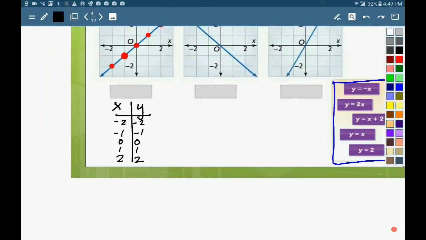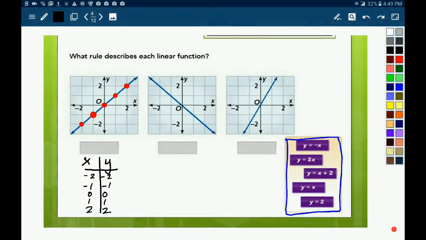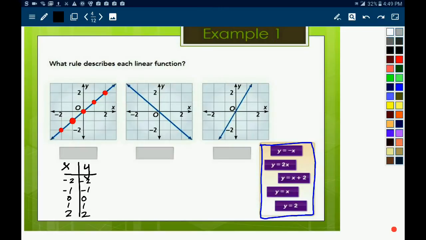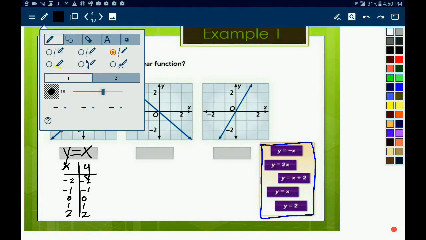Okay, now if I want to describe the pattern that is happening to go from input to output, it just seems like all the x's are the same as all of the y's. So y is equal to x. And I'm seeing that equation right there. So I'm going to write that on the line, that this equation is y equals x. So now let's take a look at the second one and see what we can come up with.